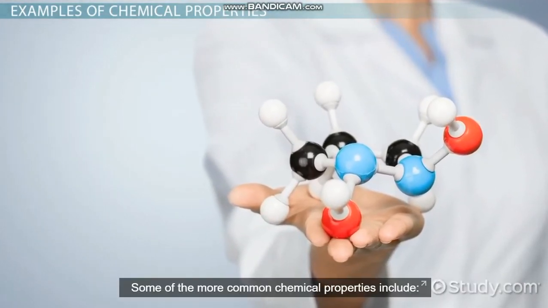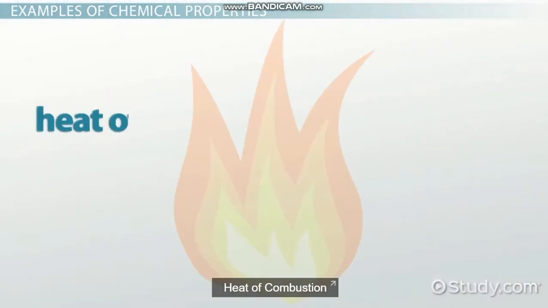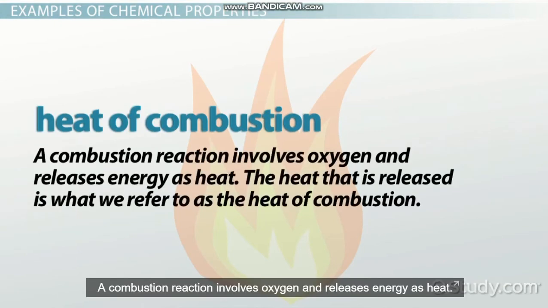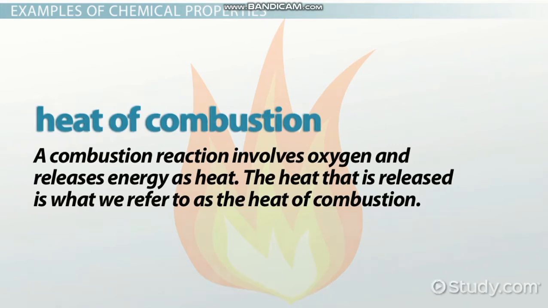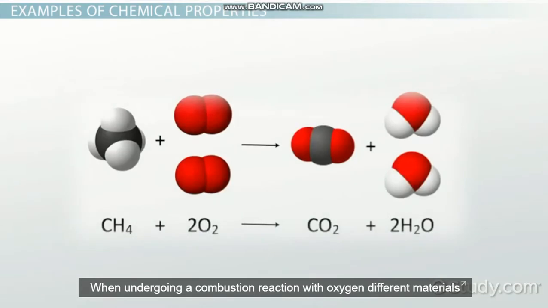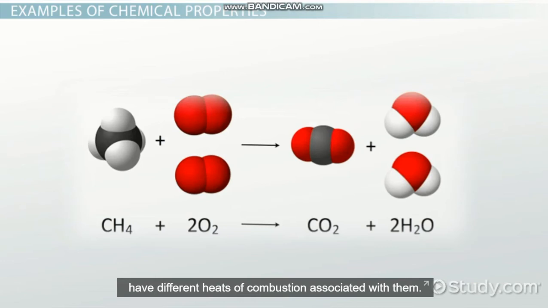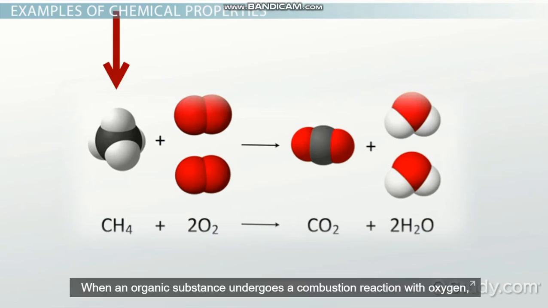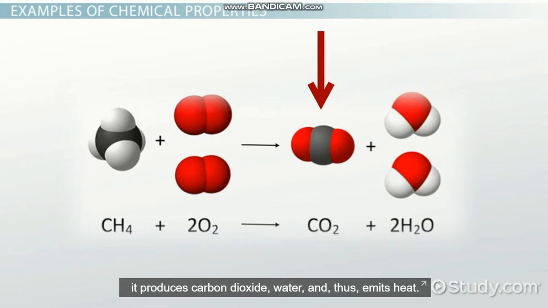Some of the more common chemical properties include heat of combustion. A combustion reaction involves oxygen and releases energy as heat. The heat that is released is what we refer to as the heat of combustion. When undergoing a combustion reaction with oxygen, different materials have different heats of combustion associated with them. When an organic substance undergoes a combustion reaction with oxygen, it produces carbon dioxide, water, and thus emits heat.